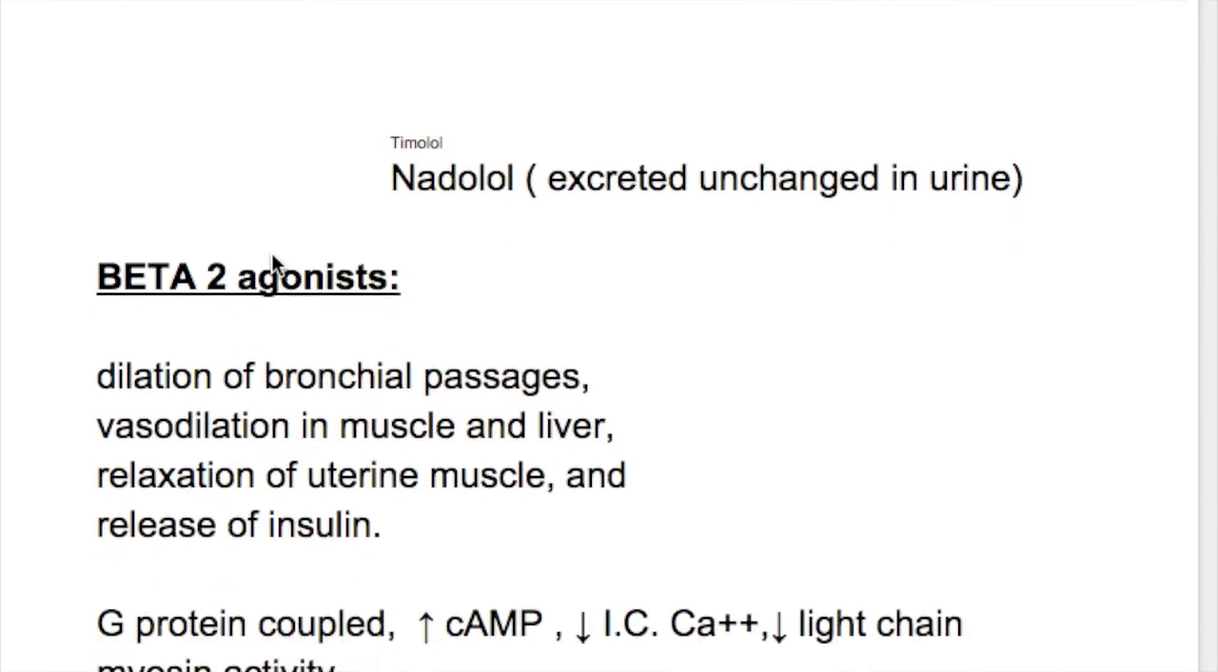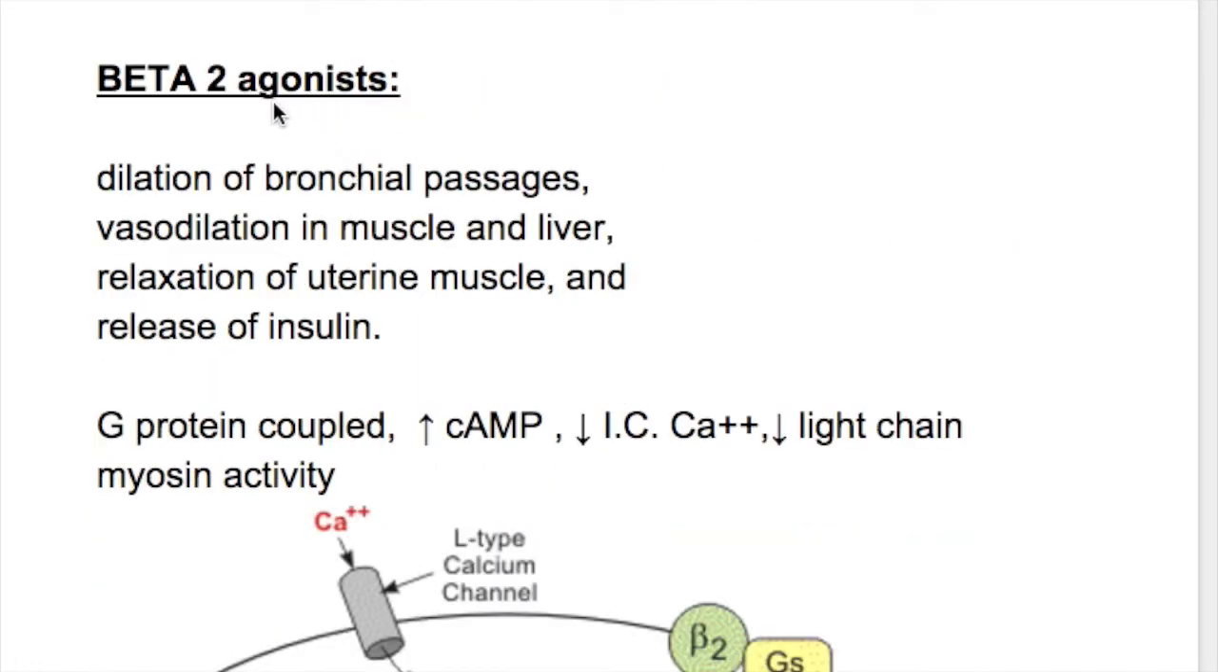What are the functions of beta 2 agonists? The beta 2 agonist causes dilatation of the bronchial passage, vasodilatation in the muscles and liver, relaxation of uterine muscle, and release of insulin.